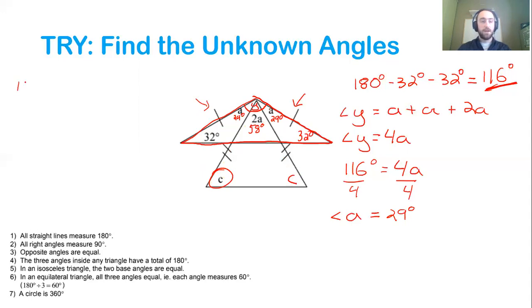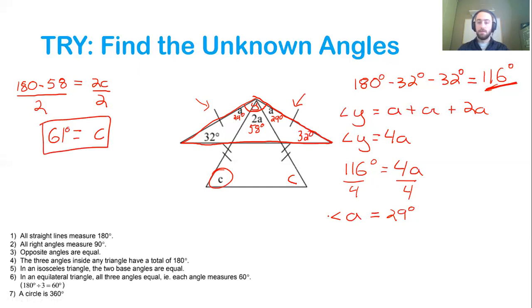So if we have 180 degrees minus our 58, we're going to equal 2C, because we're going to equal both of these angles at the bottom on our base. Dividing both sides by 2, we're going to get angle C to equal 61 degrees. Not too bad, as long as we remember our rules and we break apart the question step by step.